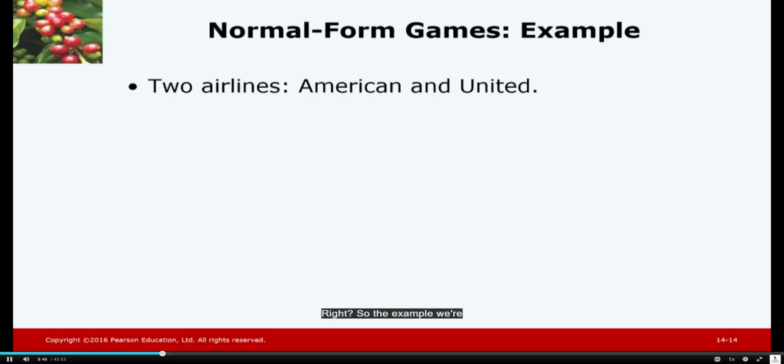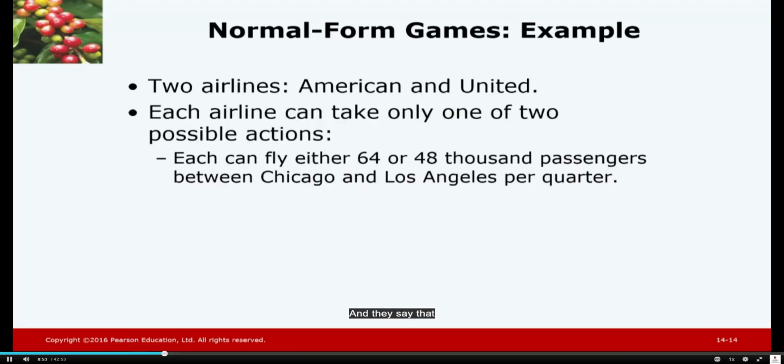Right, so the example we're going to take today is of two airlines. You can consider any two airlines. The textbook takes American and United, and they say that each firm can take one of two possible actions. They can either take a high output scenario, choose to fly 64,000 passengers between two cities every quarter, or a low output strategy of only 48,000 passengers. Okay, so each firm, two scenarios, just to keep it simple for now, either a low or a high output strategy.